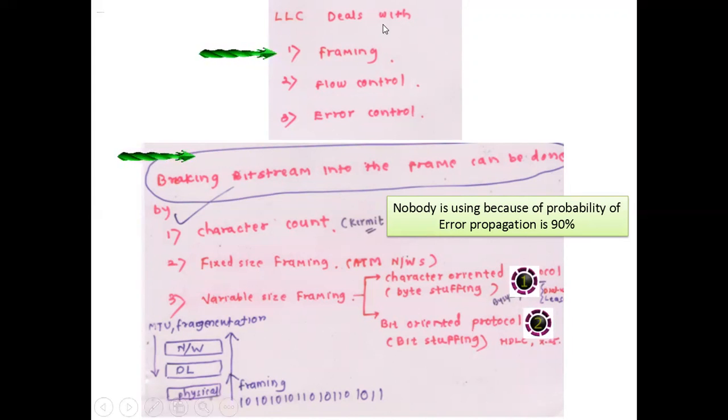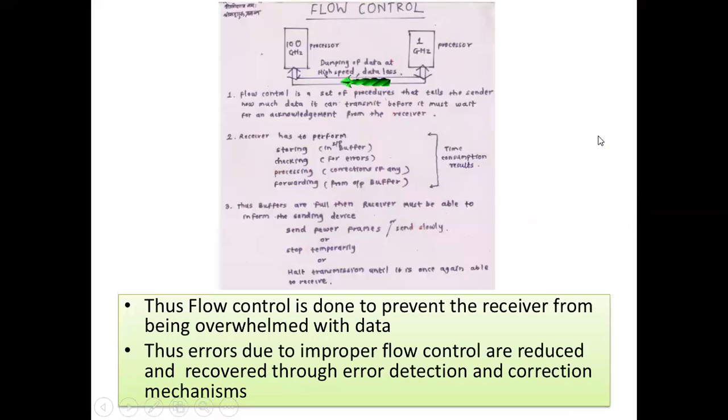So basically LLC deals with framing, flow control and error control. In the last lecture we covered the framing technique, in which we covered character stuffing and bit stuffing. Now for LLC, two applications remain. They are nothing but flow control and error control. One by one we will see what flow control and error control are.